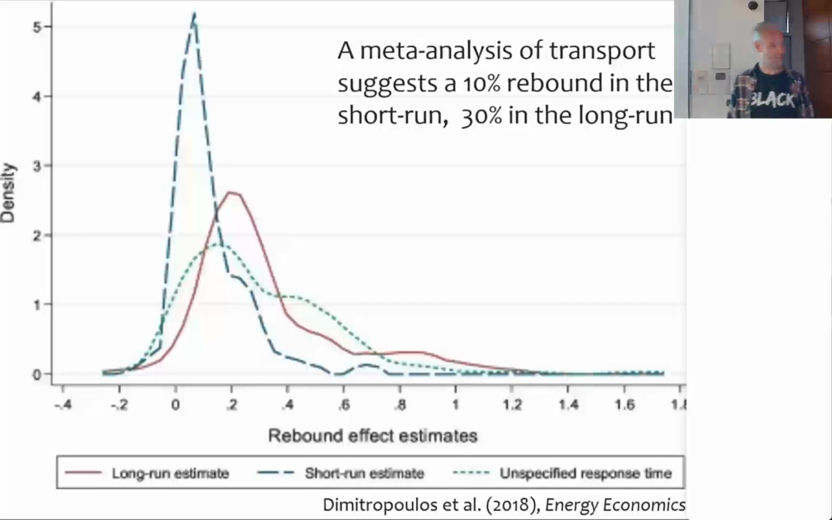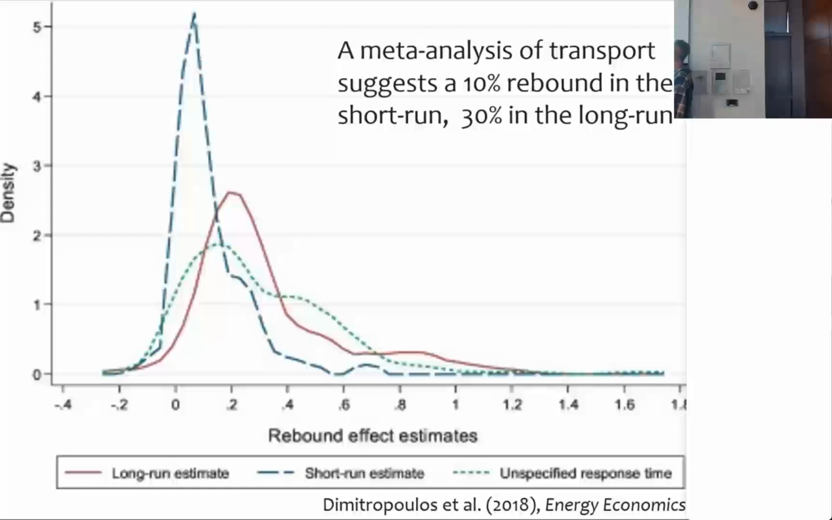Now there's been a whole bunch of studies of this, and we're going to stick to transport. This is a meta-analysis, so an analysis of all the papers that have been published, trying to estimate the so-called rebound effect. And here you see the results. In blue, you're looking at the short-term response, and essentially what this says is that if energy efficiency improves by 10%, then energy use is going to fall by 9%. And the 1% difference between the two is people driving more, because it has become cheaper to drive, right? That is in the short run.